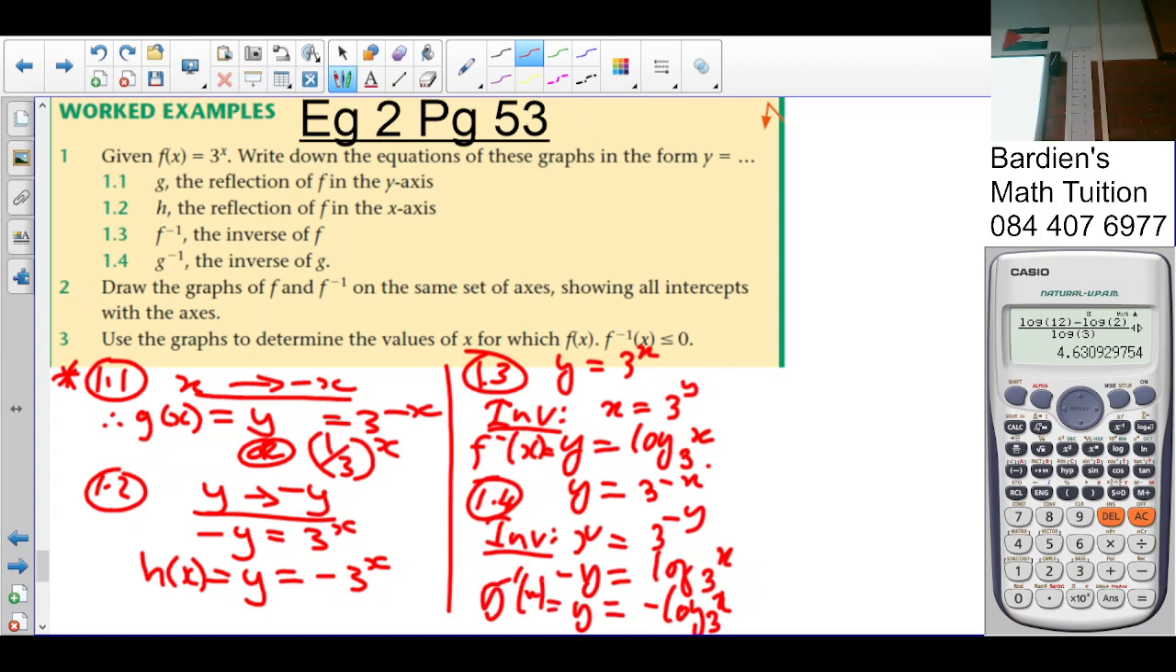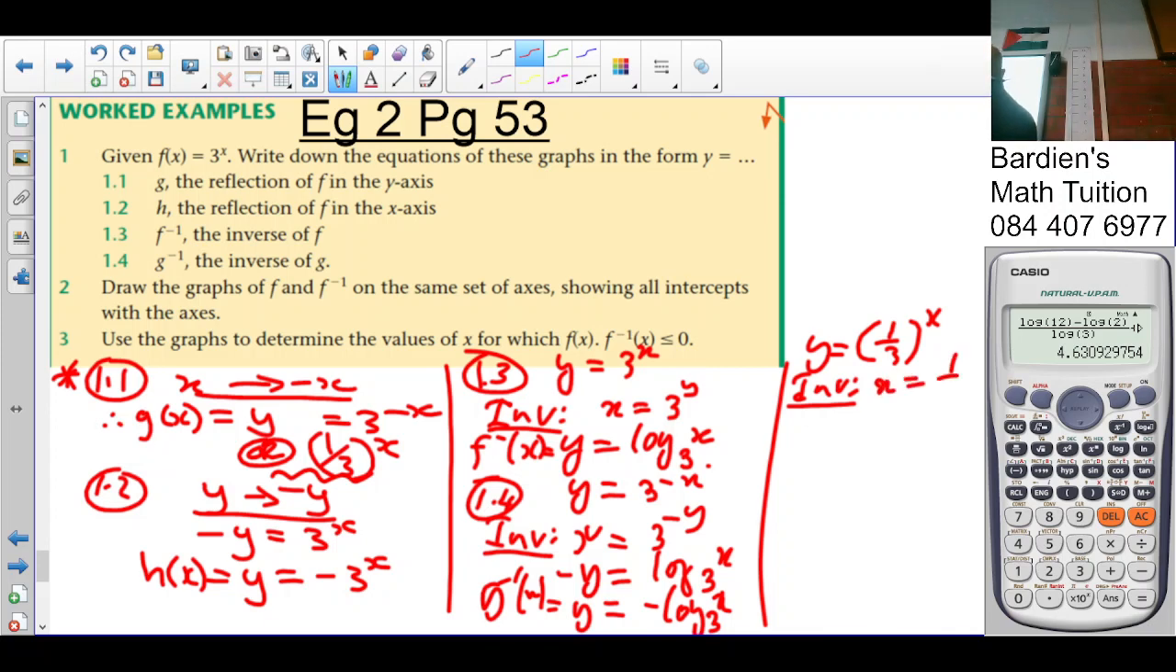Or if I had gone with the second form, then we have y is equal to 1 over 3 raised to the x. For the inverse function, we interchange x and y. So x is equal to a third to the y. So y is equal to log x, base a third. And as I've indicated, those two are equal.